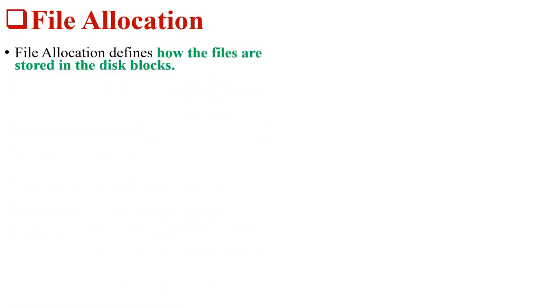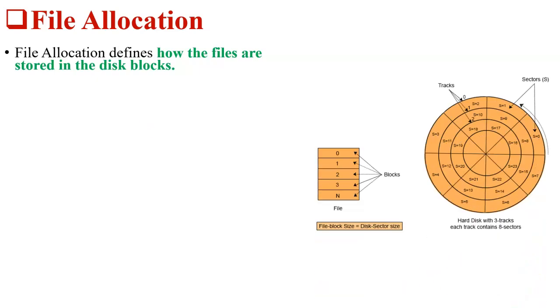Before starting, let us try and understand what is file allocation. File allocation defines how the files are stored in the disk blocks. If you just look at this, this is a file and this is the structure of the hard disk. The file is divided into equal size blocks and the hard disk is divided into tracks and sectors. Tracks are nothing but the circular portions and sectors are nothing but these triangular, or we can say wedge-like structures on the hard disk.